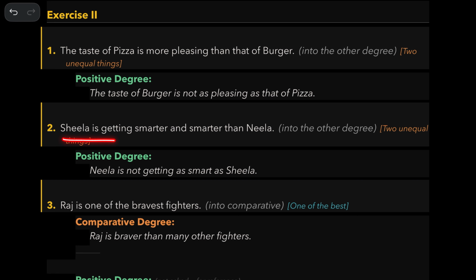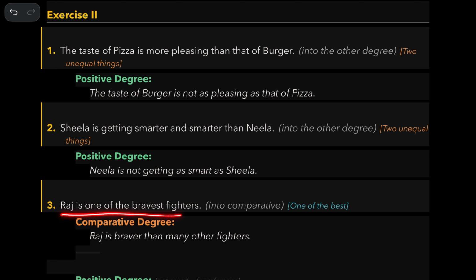Sheila is getting smarter and smarter than Neela. So again, this is not a clear instruction because you are talking about only two people here. That's the reason why they could have directly said use smart, the positive degree. Neela is not getting as smart as Sheila.